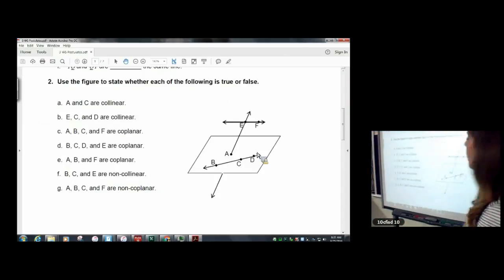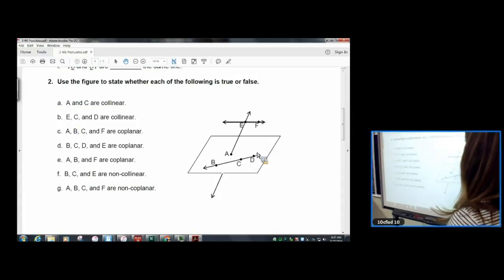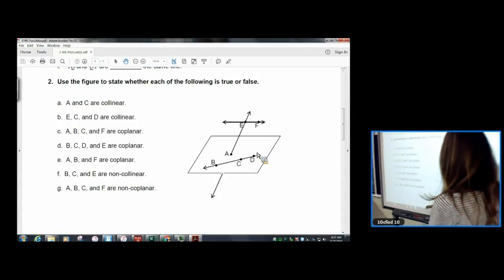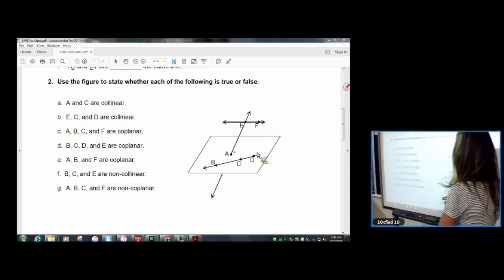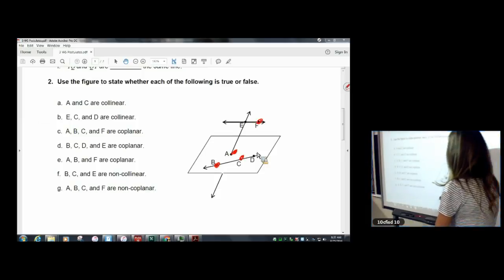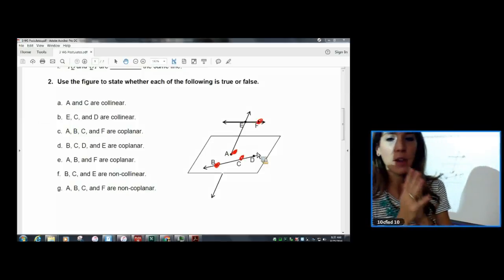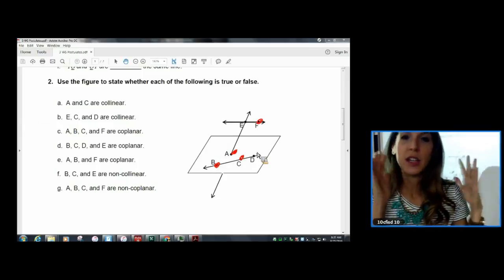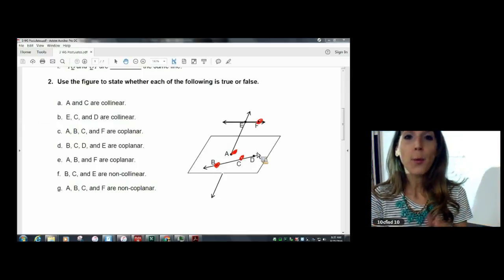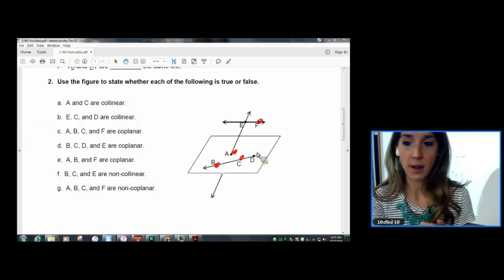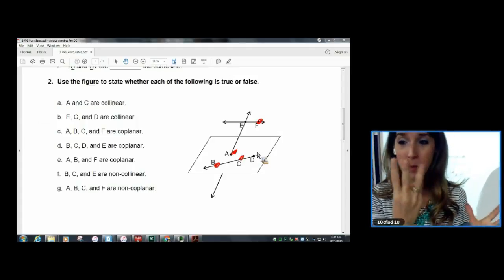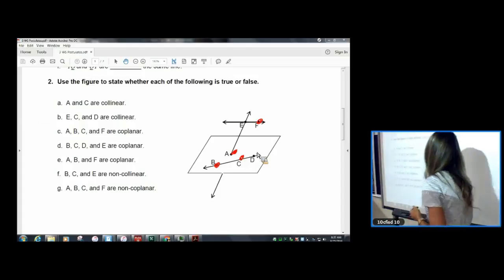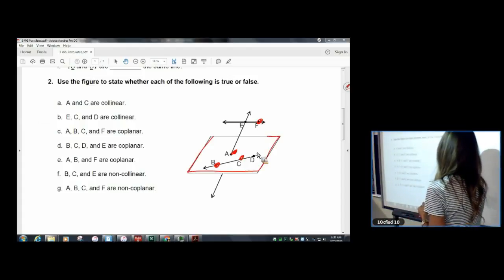Okay. All right. 2C. A, B, C, and F are coplanar. A, B, C, and F. Take a look at ABC. I want you, when it asks you something like this, I want you to look at the first 3. 3 points are always coplanar. Now, what plane are those points in? Because they have to be coplanar. 3 points are coplanar. All right. Those 3 points are in this flat surface right here.